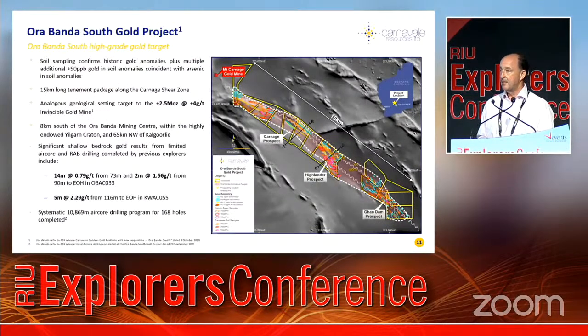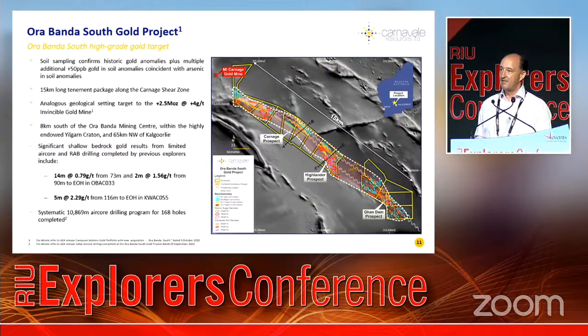So our second project, Orabanda, this is another pretty new style in the Orabanda district. Our thesis here is to look for an Invincible style deposit in sedimentary basins. The zone is 15 kilometres long and contains the Carnage Shear, which separates the grey flag, the black flag groups from the Coralline conglomerates. And we've done soil sampling, we've reviewed the historic data, and that gave us the confidence that the Carnage Shear was fertile for gold in these sedimentary basins.